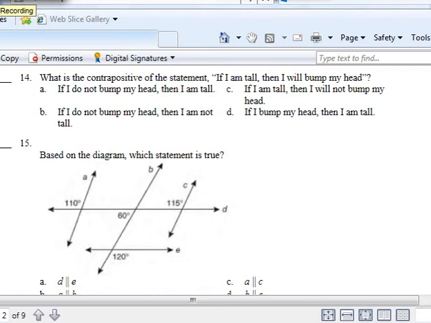Number 14. What is the contrapositive of the statement, if I am tall, then I will bump my head? In order to find the contrapositive, you negate and you flip. You find the negation of each and you flip them around.